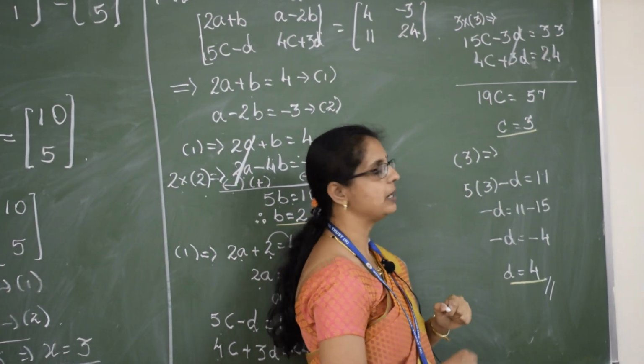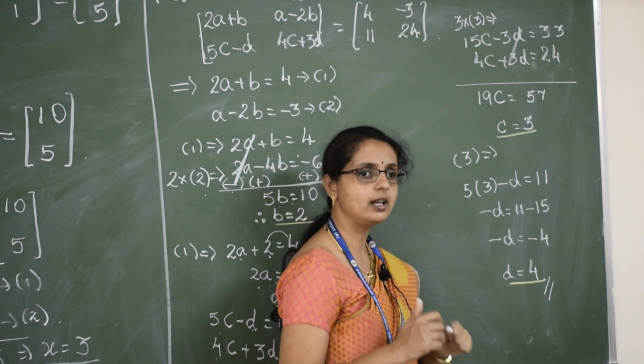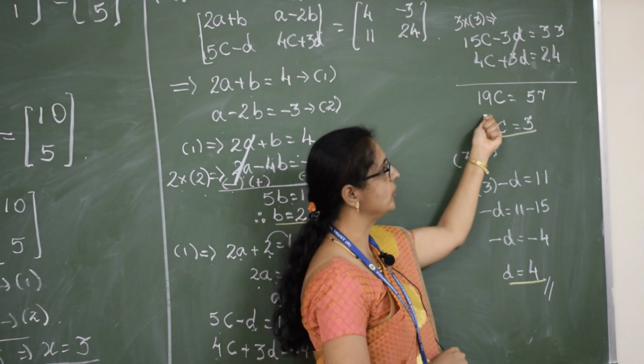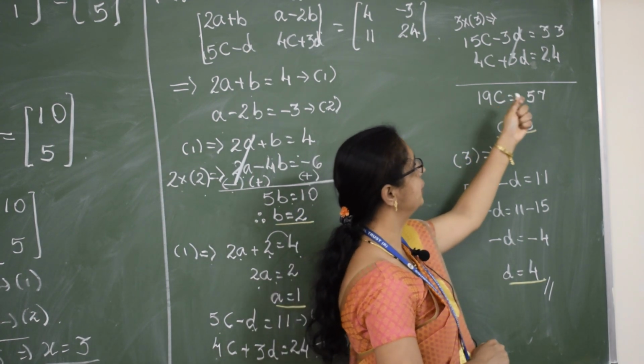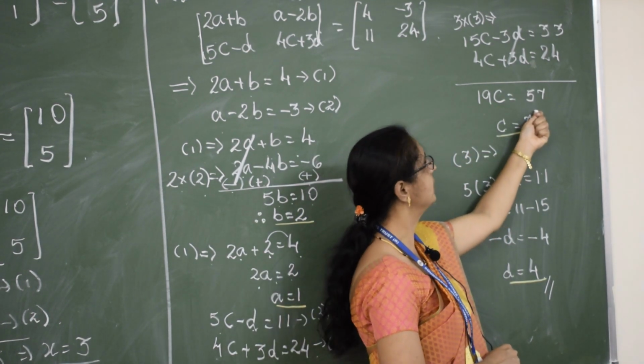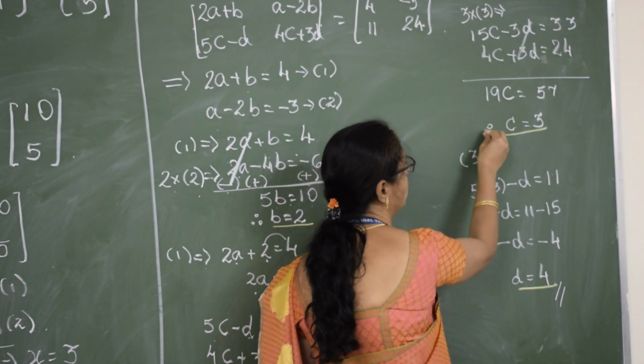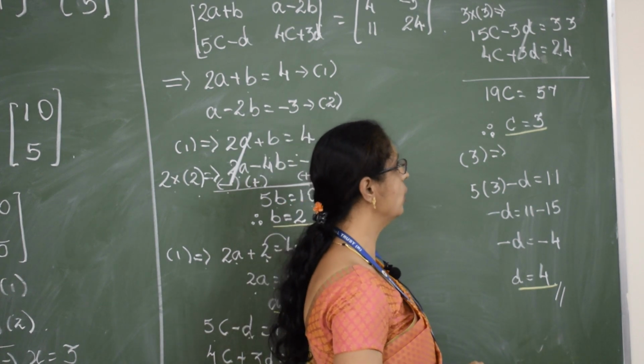Now automatically minus 3D and plus 3D cancel out when I add them. 15C plus 4C gives us 19C. 33 plus 24 is 57. So therefore, what's the value of C? C is equal to 3.